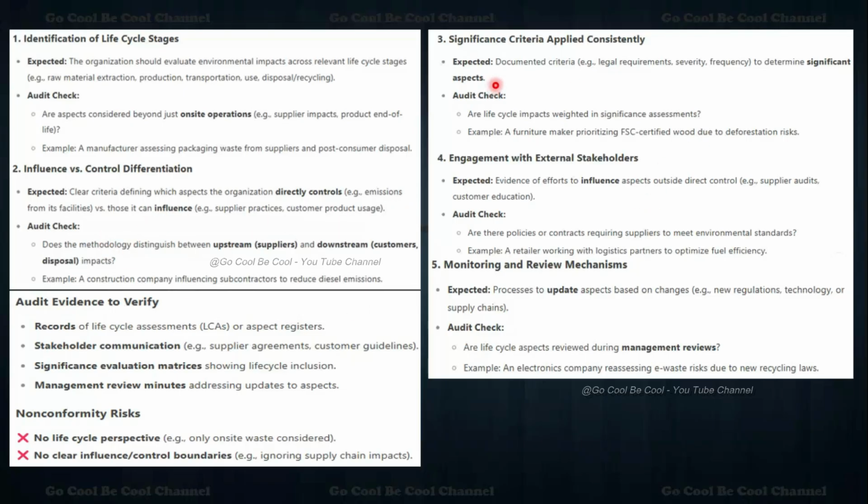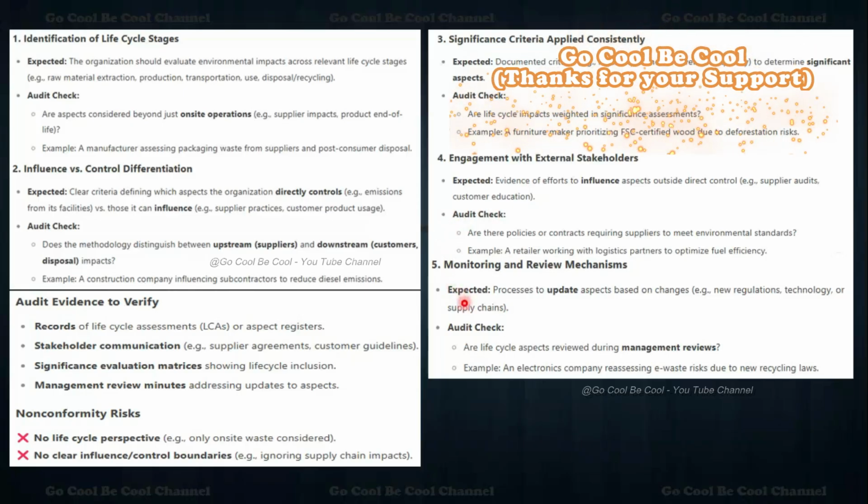Significance criteria applied consistently. What is expected? Documented criteria. Audit checks we also have to write out. Then engagement with external stakeholders. What is expected? Evidence of efforts to influence, or something like that. Audit checks we can also have. Then monitoring and review mechanism. Finally, expected and audit checks we also have to write.